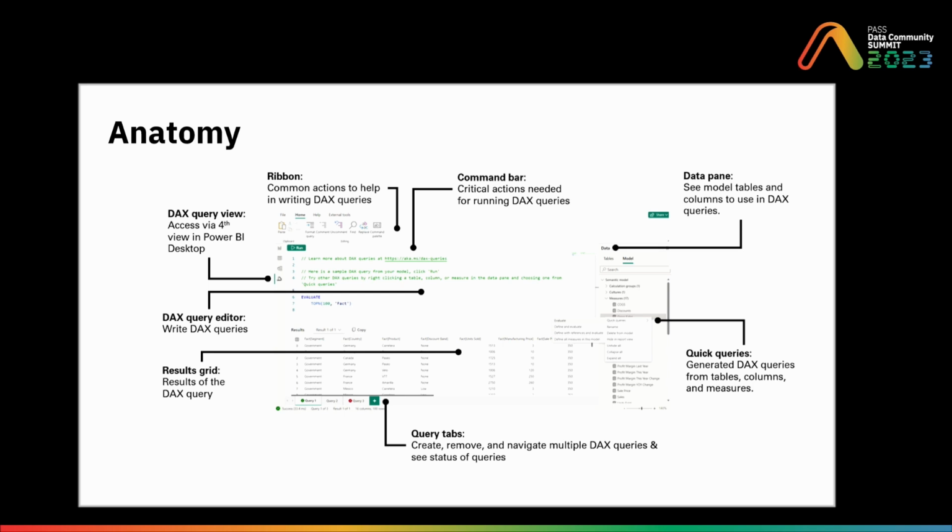We're going to bring in some more functionality on the result grid, but right now it's just going to show you the result of that query. And of course, we have the DAX query editor. So this is similar to VS Code, now available in desktop, and you can author your DAX queries here.